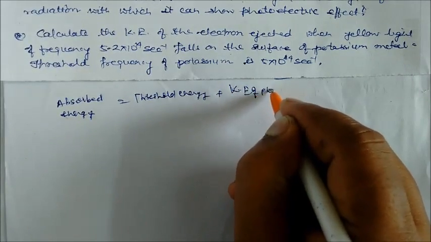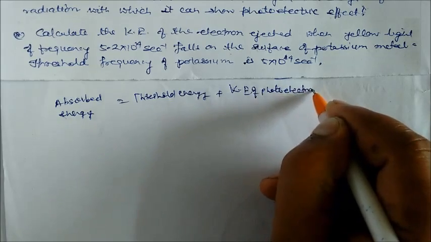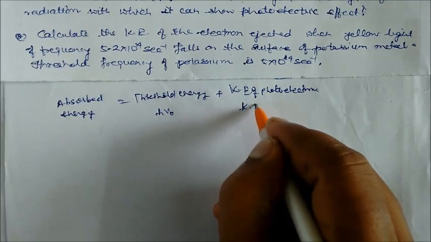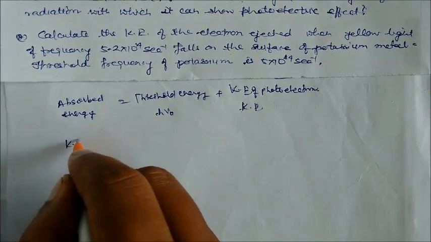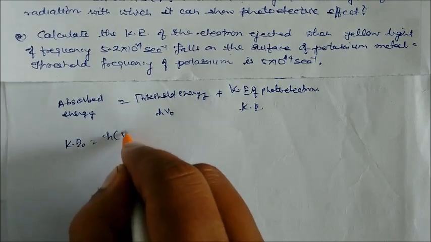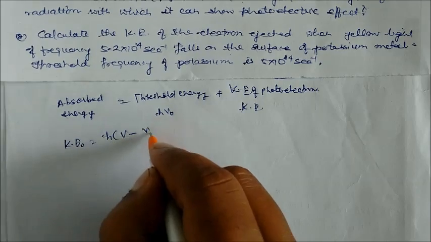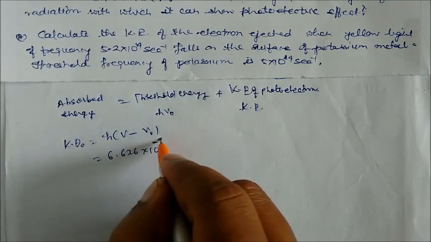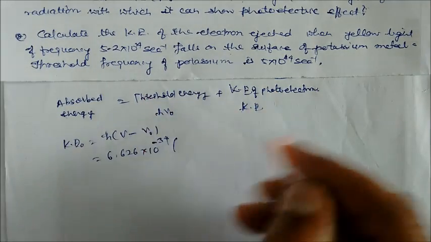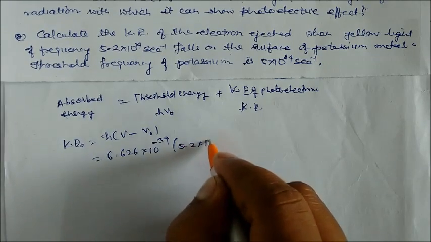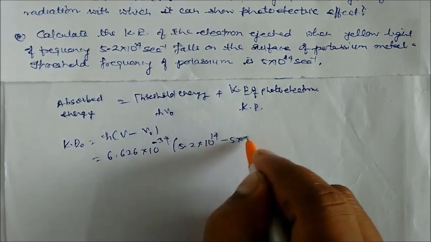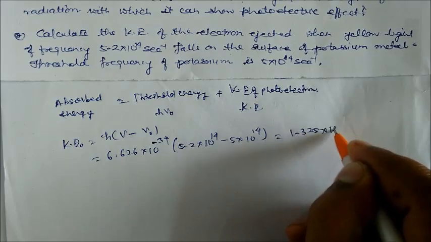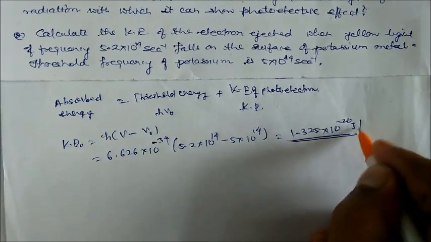This is the formula for each case, so it won't be difficult to remember. You can easily learn this one, and you can write kinetic energy again. So kinetic energy is equal to h into the frequency of that incident radiation minus frequency naught. So we can put this value 6.626 into 10 to the power minus 34, and this frequency is given here, 5.2 into 10 power 14 minus 5 into 10 power 14. So you will get the answer 1.325 into 10 to the power minus 20 joules. So this is our answer.